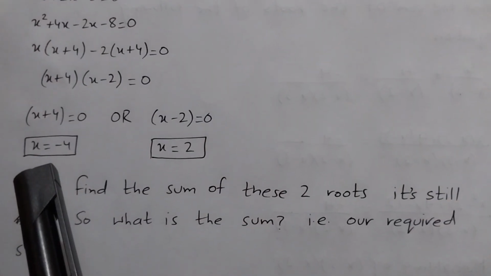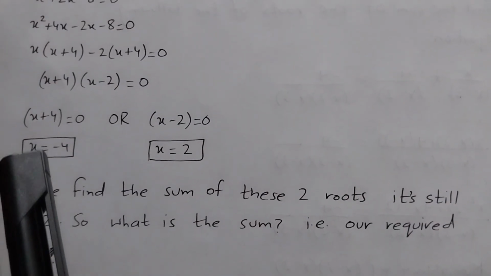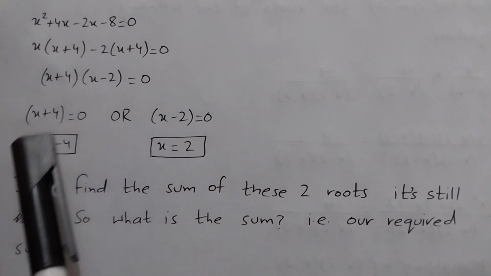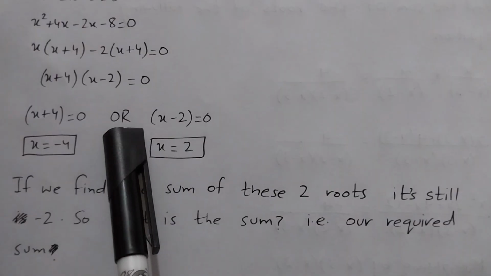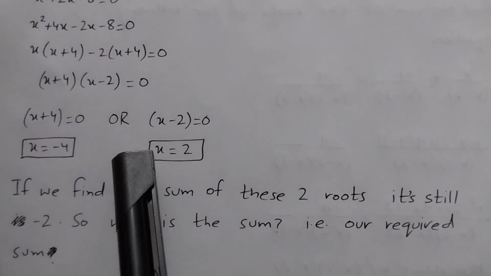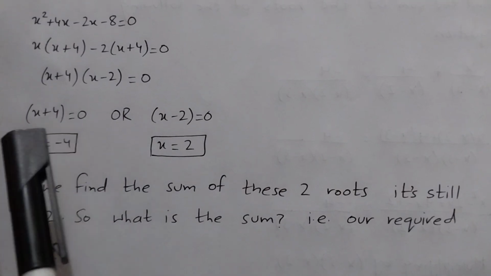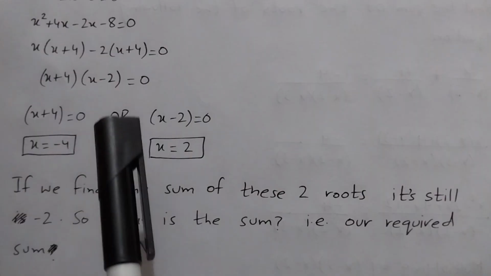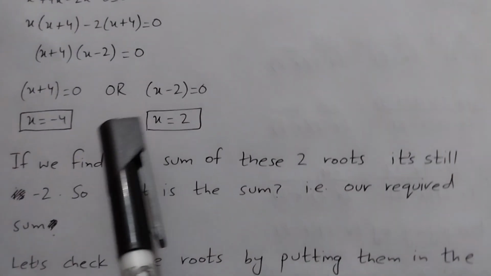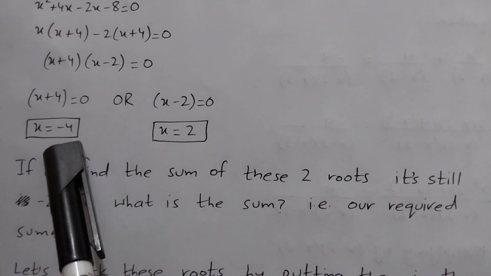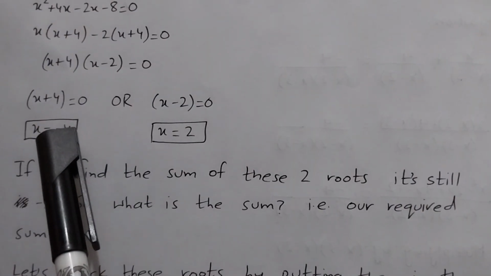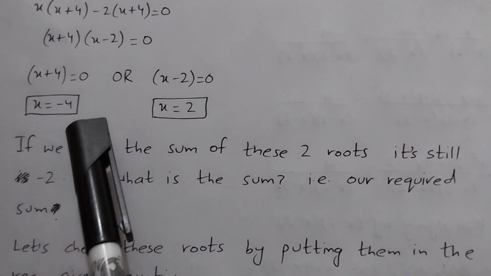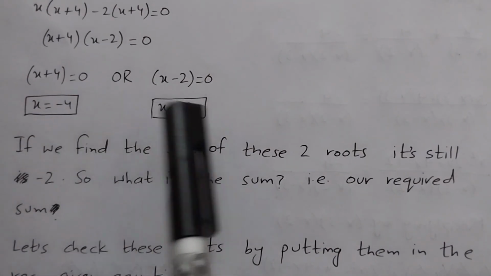Whenever this is the case in mathematics, that the product of two things is equal to 0, it means that at least one of them is 0. This is the "or" used in English: either this is 0 or this is 0. Both of them can be 0. It means that at least one of them is 0. So x is equal to minus 4 from this equation, and x is equal to 2 from this equation. So we have the values for x, which are minus 4 and 2.